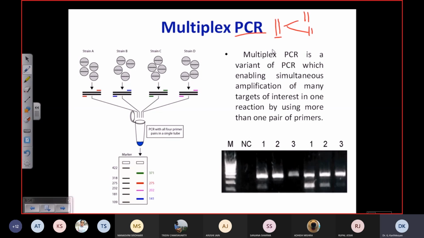But sometimes scientists, or people, need to generate a lot of different varieties of DNA sequences at the same time. We require many DNA sequences at the same time. So how can we do this?